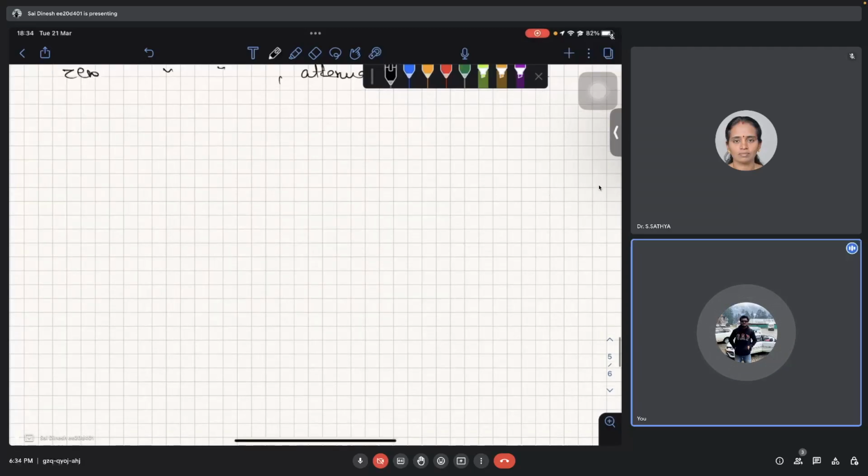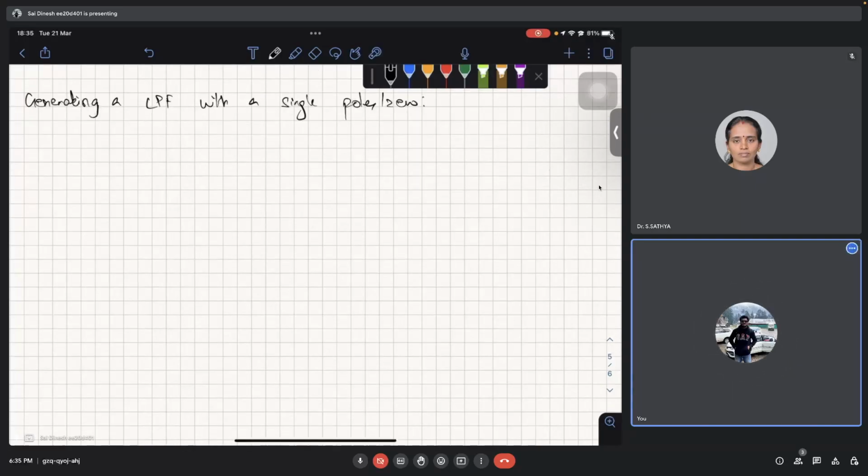So if you see the low pass, let's talk about generating a low pass filter with a single pole or a zero. How do we do that? We want the system to have a high gain at the low frequencies and low gain at the higher frequencies, right? So there are two ways with the pole.